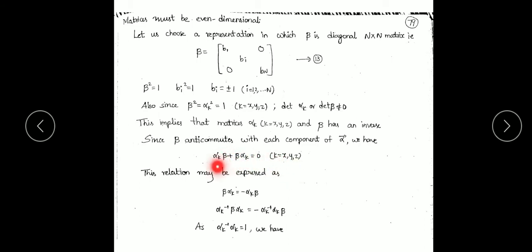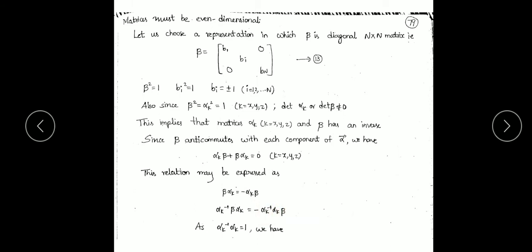Now what we have to do is send this alpha k beta to that side. On sending this term to that side, what we would get is beta alpha k equals, here plus, on going to that side it becomes minus, so minus alpha k beta. Next we multiply with alpha k inverse on both sides, on the left of both sides, in order to get beta here. So alpha k inverse beta alpha k, and here also minus alpha k inverse alpha k beta.